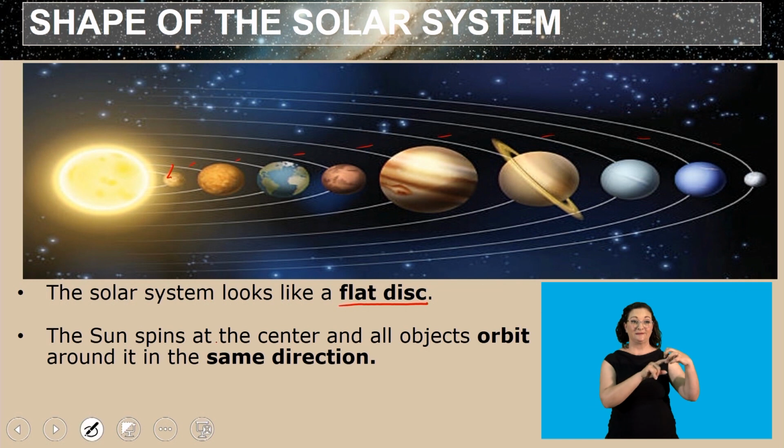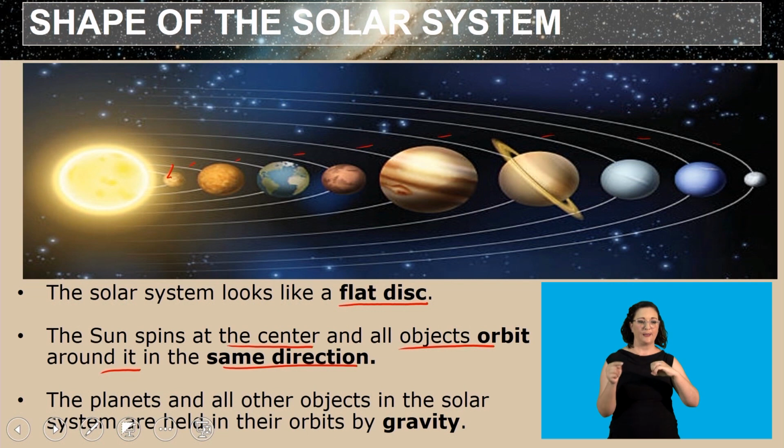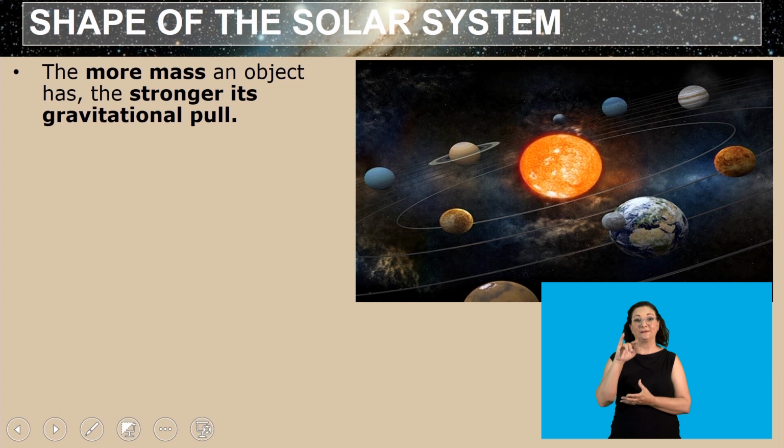Now the sun spins at the center and all objects orbit around it in the same direction. So all these planets have to orbit around the sun, because the sun is at the center of the solar system, and they must all orbit in the same direction. And the planets and all other objects in the solar system are held in their orbits by gravity. Remember, gravity is the force that pulls everything downwards, and it pulls two objects toward each other. We will explain it just now on this slide.